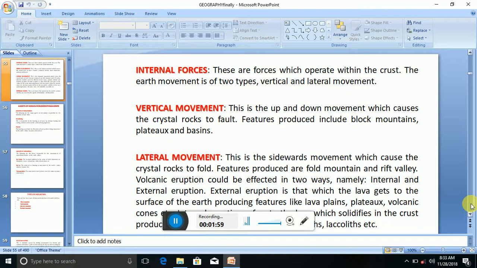Now let's look at lateral movement caused by the lateral force. This is the sidewards movement which causes the crustal rock to fold. Features produced are Fold Mountain and Rift Valley.